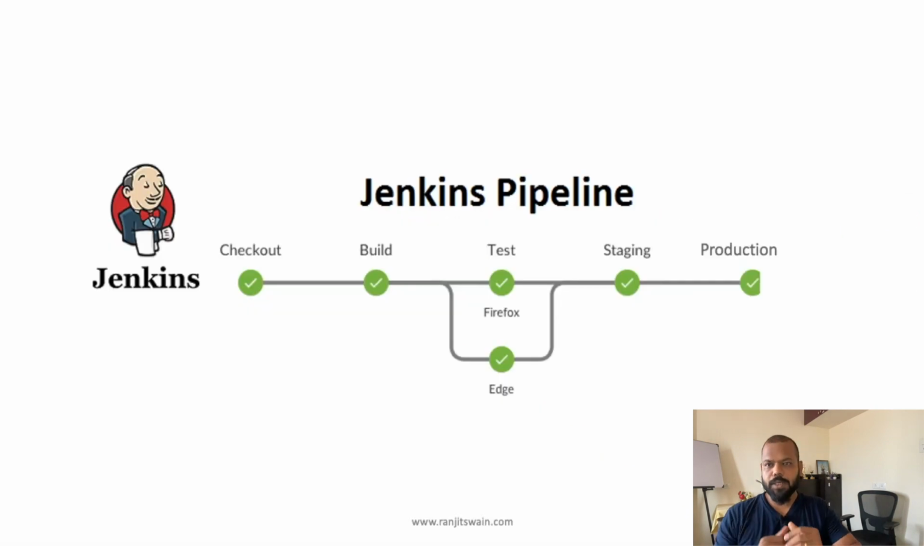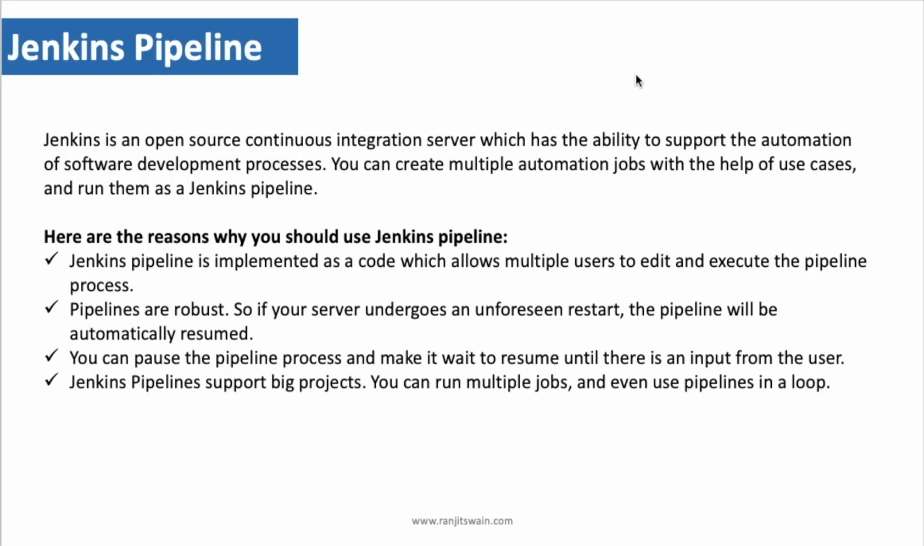Okay, so let's start. Jenkins is an open source continuous integration server which has the ability to support the automation of the software development process. You can create multiple automation jobs with the help of use cases and run them as a Jenkins pipeline. So here are the reasons why we should use Jenkins pipeline.